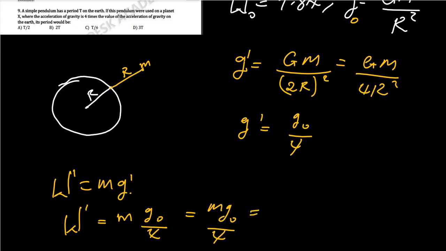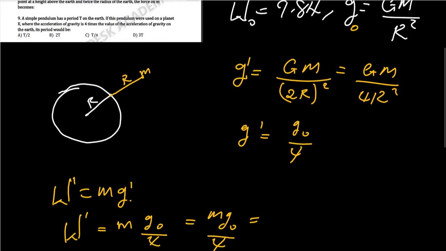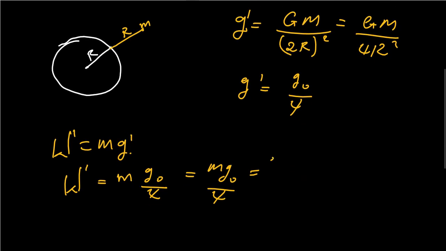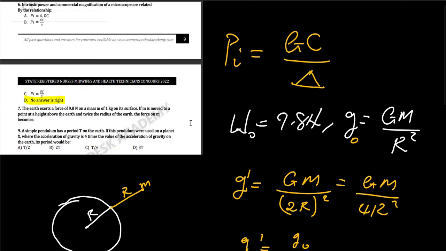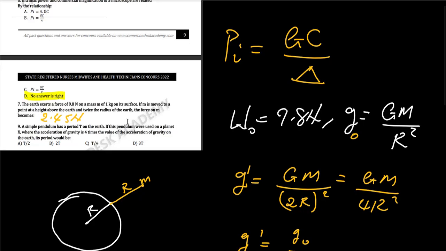But the value of mg naught is the initial weight on the surface of the earth. The weight on the surface of the earth was given to be 9.8 Newton. So this is 9.8 divided by 4, which will give you 2.45 Newton. Maybe the options were not given, so the answer is 2.45 Newton. So that is the answer.